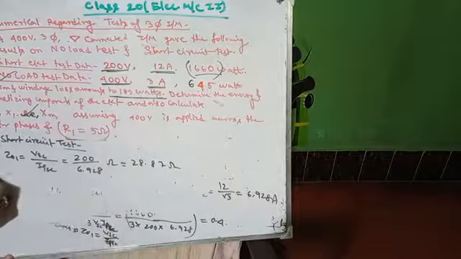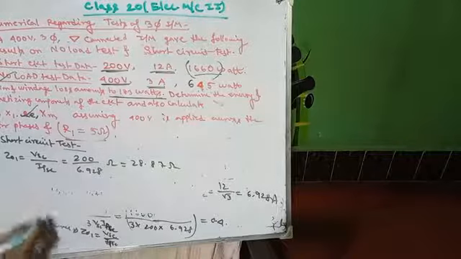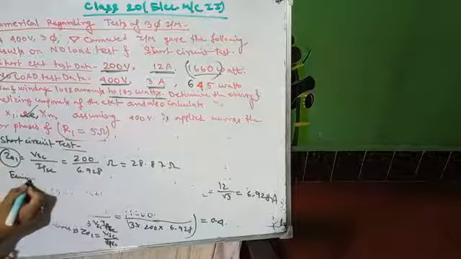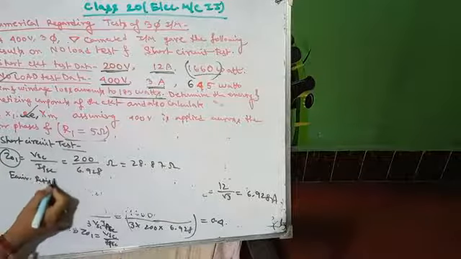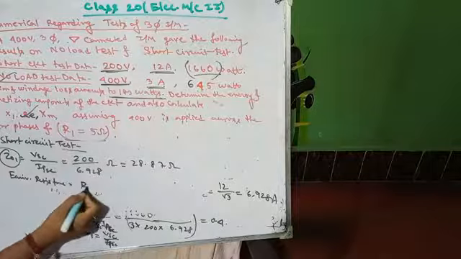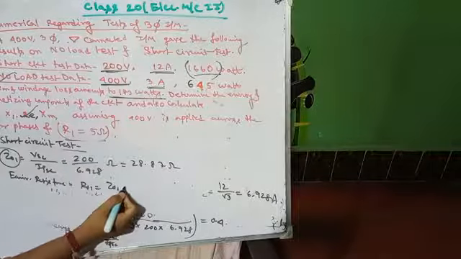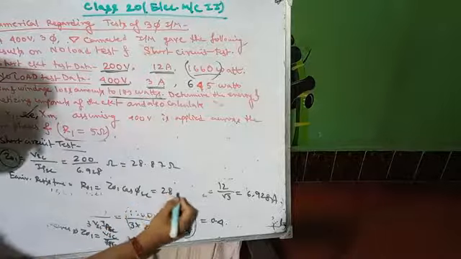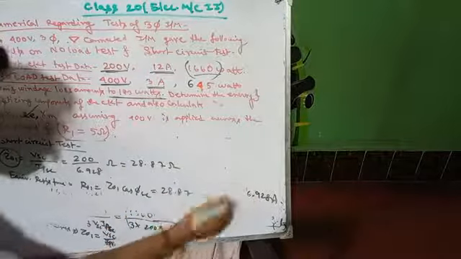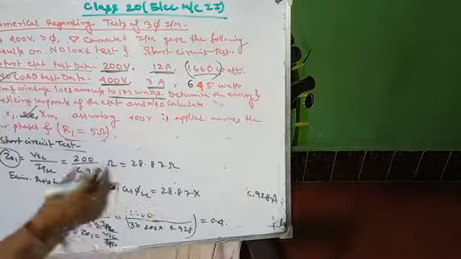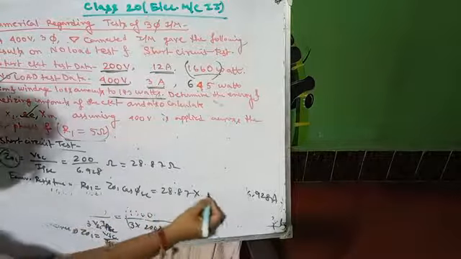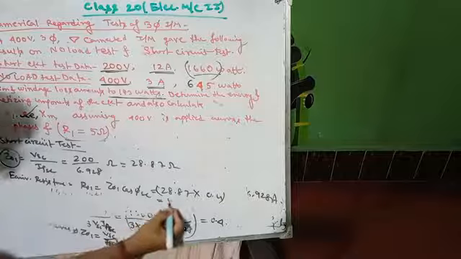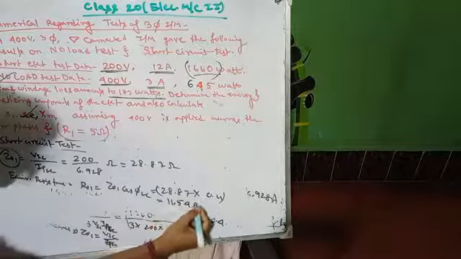Okay, now third one, equivalent resistance. Equivalent resistance R01 will be equals to Z01 cos phi SC. So Z01 equals to 28.87 multiplied by cos phi SC equals to how much? It will be 0.4, right? So your answer will be 11.54 ohm.